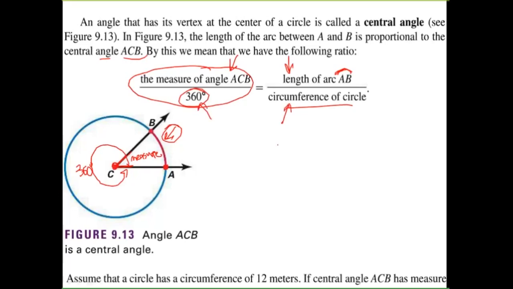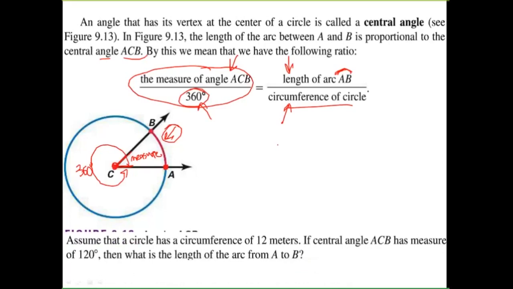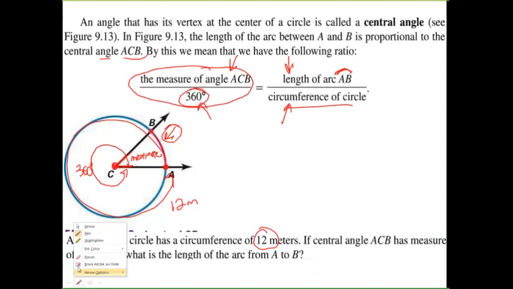So we have a nice little application problem here. So assume that a circle has a circumference of 12 meters. So all the way around would be 12 meters. Okay, the central angle has a measure of 120 degrees. So this measure in here is 120. Okay, so what is the length of the arc from A to B?